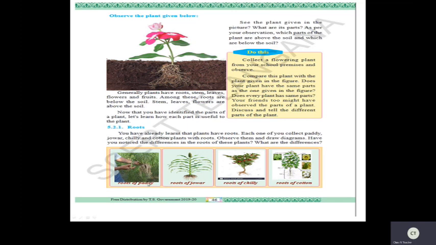But if you see here, roots of paddy and jowar are also the same. But if you compare with chili roots and also cotton roots, are they the same? No, there are some differences. Let us see what these differences are. Do roots also have different kinds? Or are they divided into different kinds of roots? Let us see.